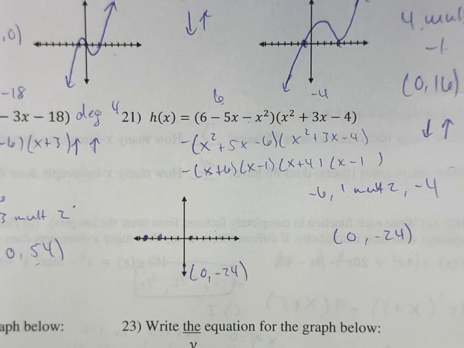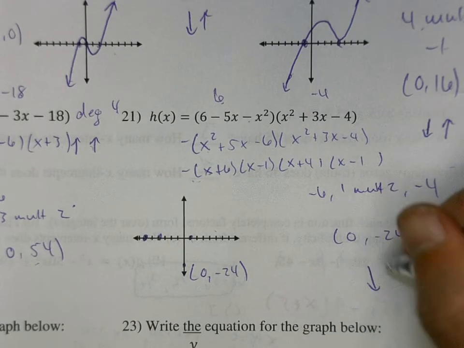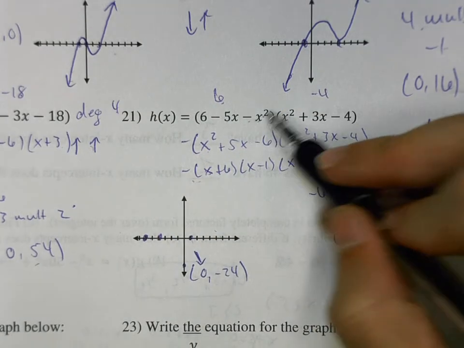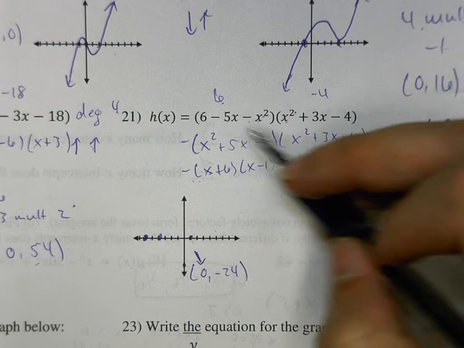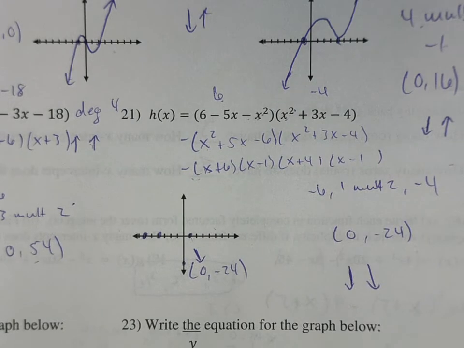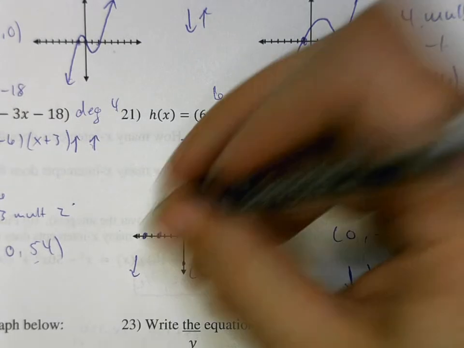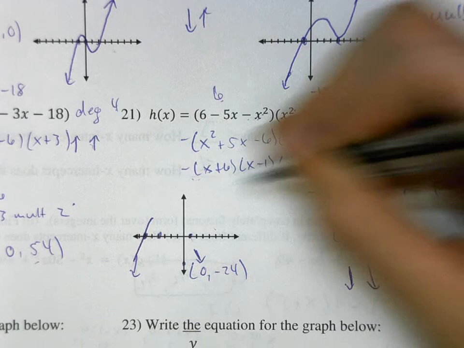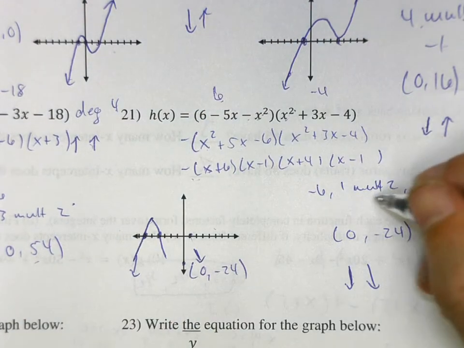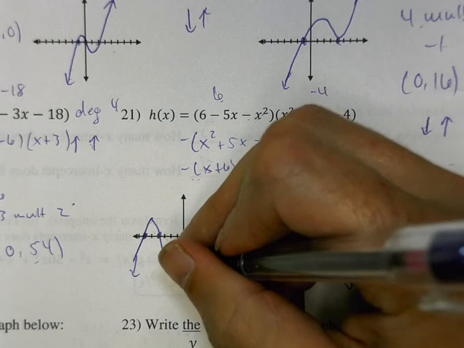And it's negative, so the right side goes down. This has degree 2, this has degree 2. That means overall this function's degree is 4. So the left side has to go down too because it's an even degree. It goes through negative 6, through negative 4, through the intercept, bounces off positive 1, and keeps going down.